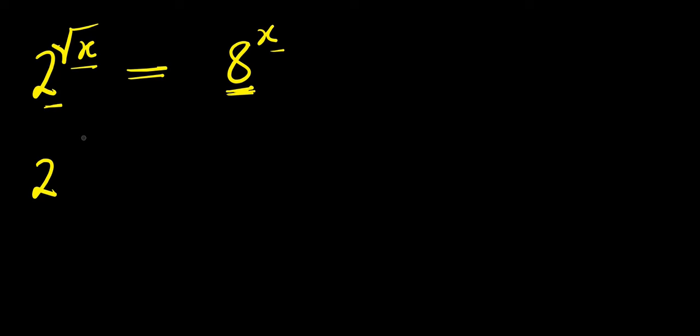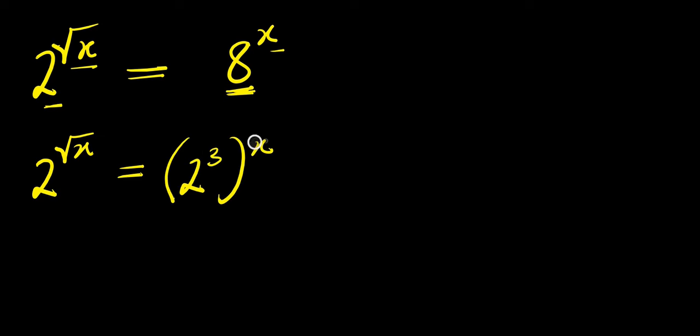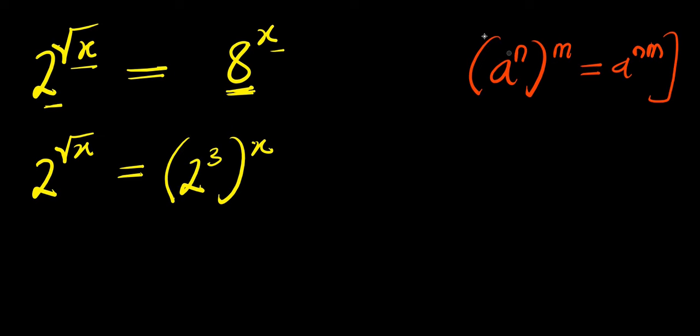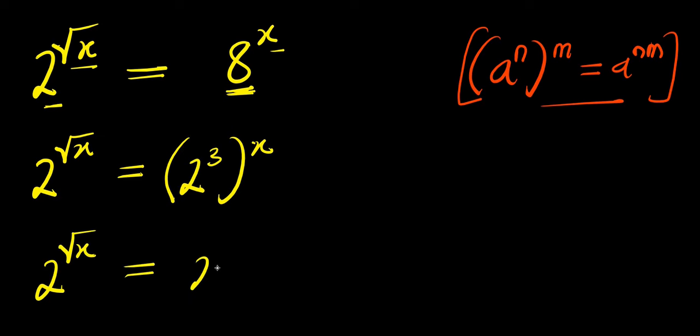I have 2 raised to the power of square root of x, and this equals 8, which is simply 2 to the power of 3, and this is raised to the power of x. Now, let's consider this identity: if you have a power m raised to the power of n, this equals a power m times n. Considering this identity, we are simply going to have 2 raised to the power of square root of x equals 2 power 3 times x, that is 3x.